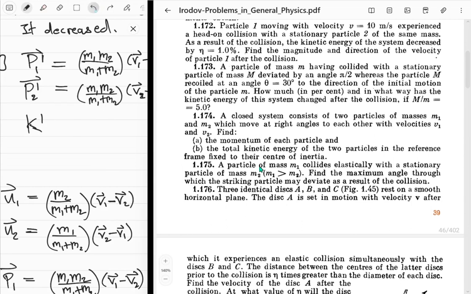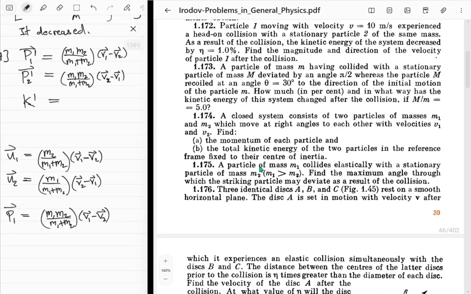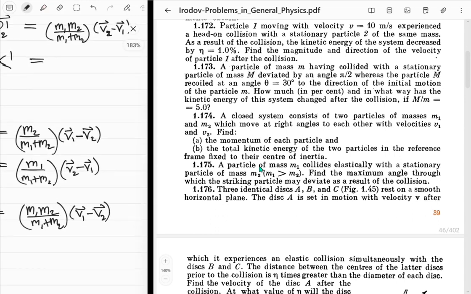Okay, so this will be half mv squared, and we already got what v are. So I think squared. Oh, that doesn't look good. It's going to be really bad. Fine, let's try to do it.